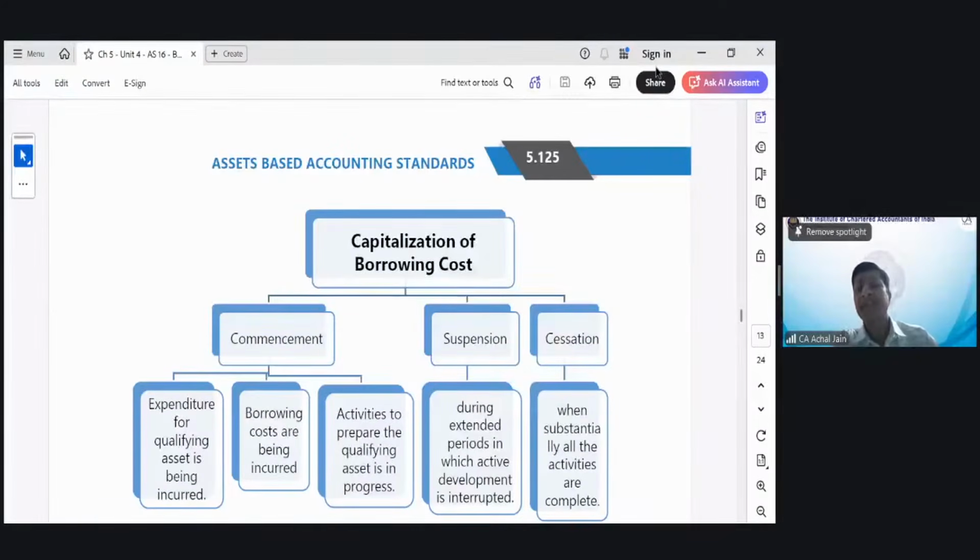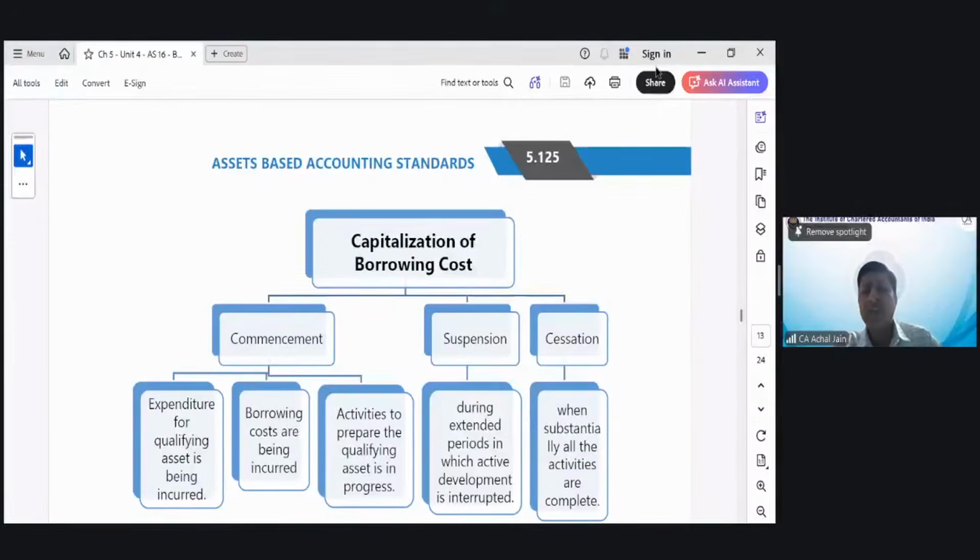We may say any premium or discount which could be there. Plus, we may also say that any exchange difference at times may also be considered as a borrowing cost. Yeah, those are some of the exceptional situations we talked about. Okay. Further, in relation to the borrowing cost, we understood the accounting treatment.